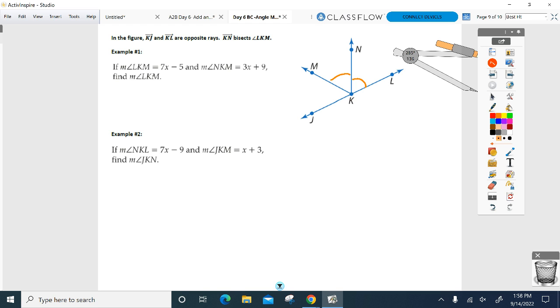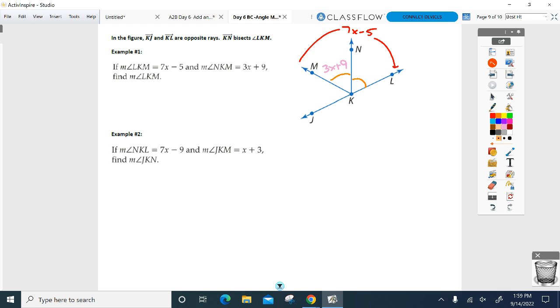Trace it with your finger, however you get it done. L to K to M. That whole angle here is 7x minus 5. However you want to label that. I'll just do this so you know I'm talking about the full angle. Okay, that full angle is 7x minus 5. NKM, find it. NKM, 3x plus 9.